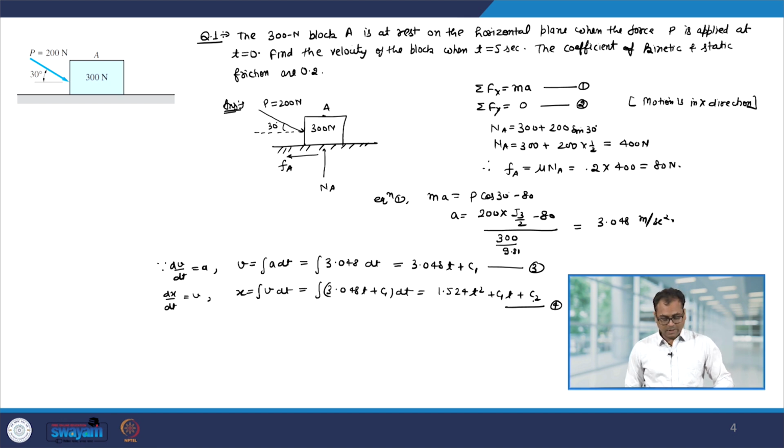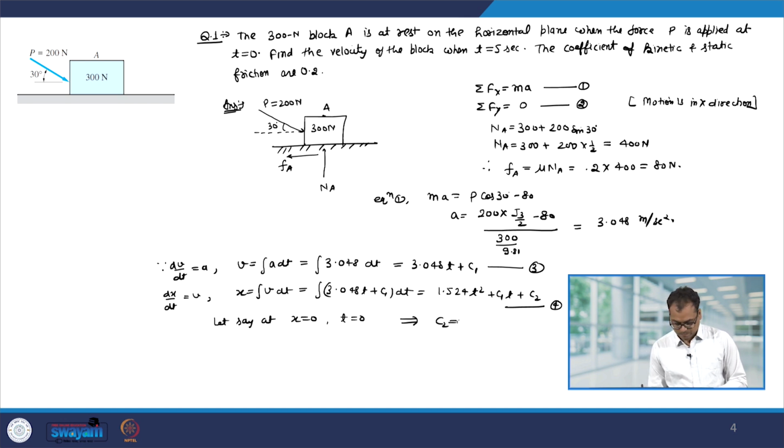Now, the values of c1 and c2 I can find out using the initial conditions. Let us say at x equal to 0 everything starts. So, therefore, t is 0. Now, if I put x equal to 0 and t equal to 0 in equation number 4, then I get c2 equal to 0. Okay. And since at this instant the initial velocity v is also 0, therefore I get c1 equal to 0.